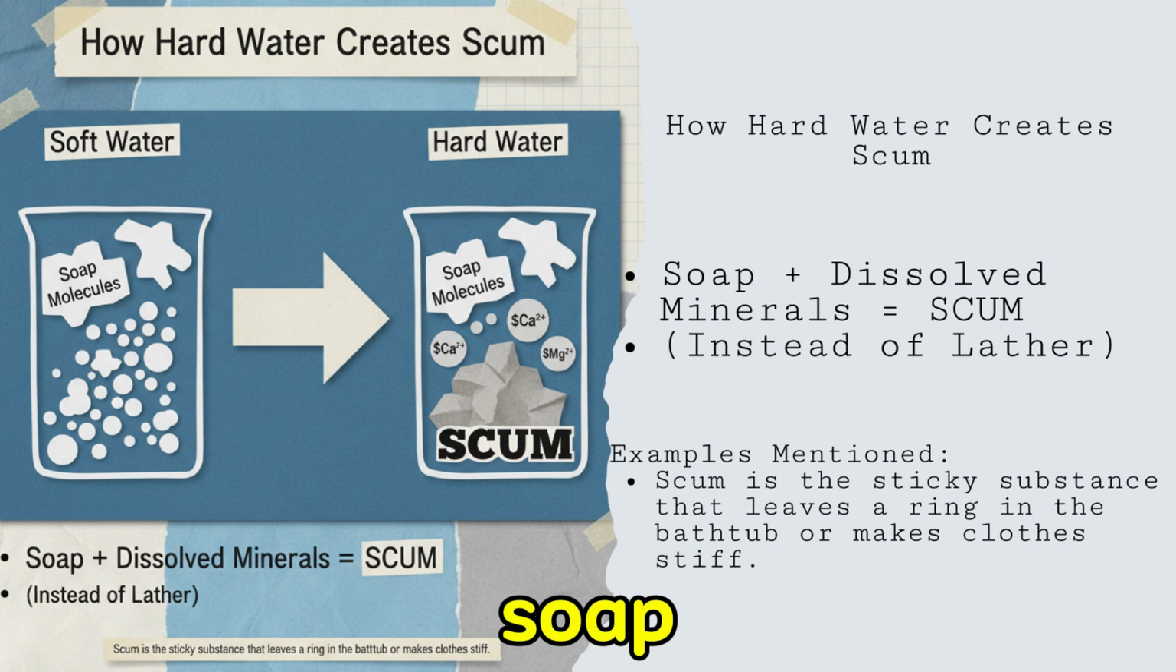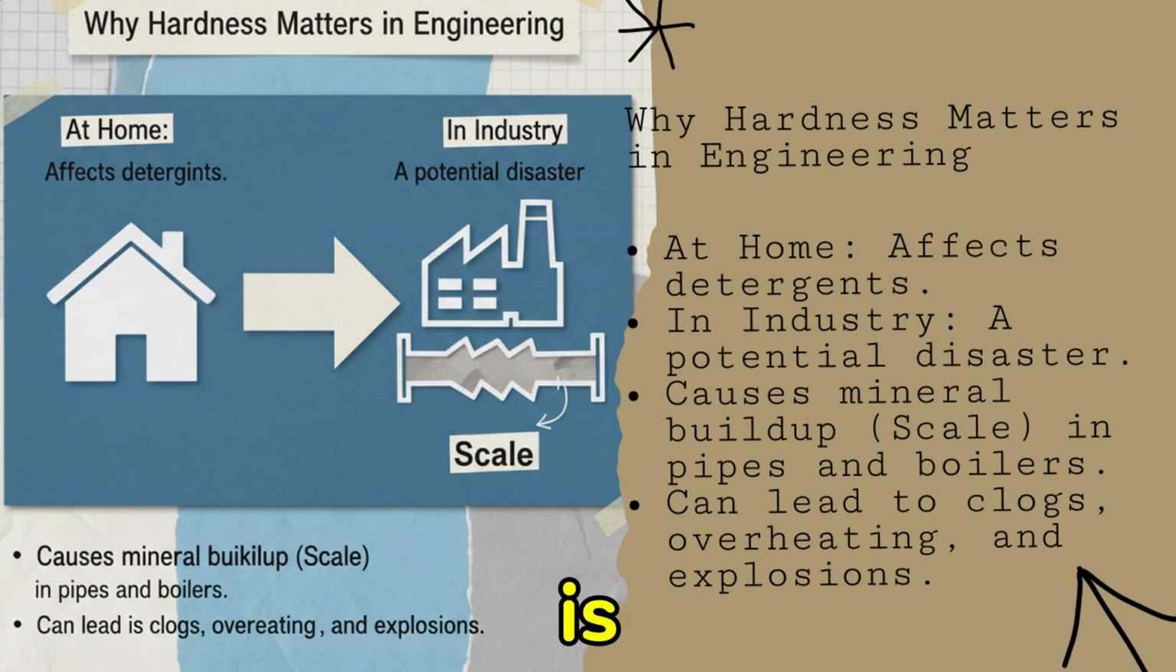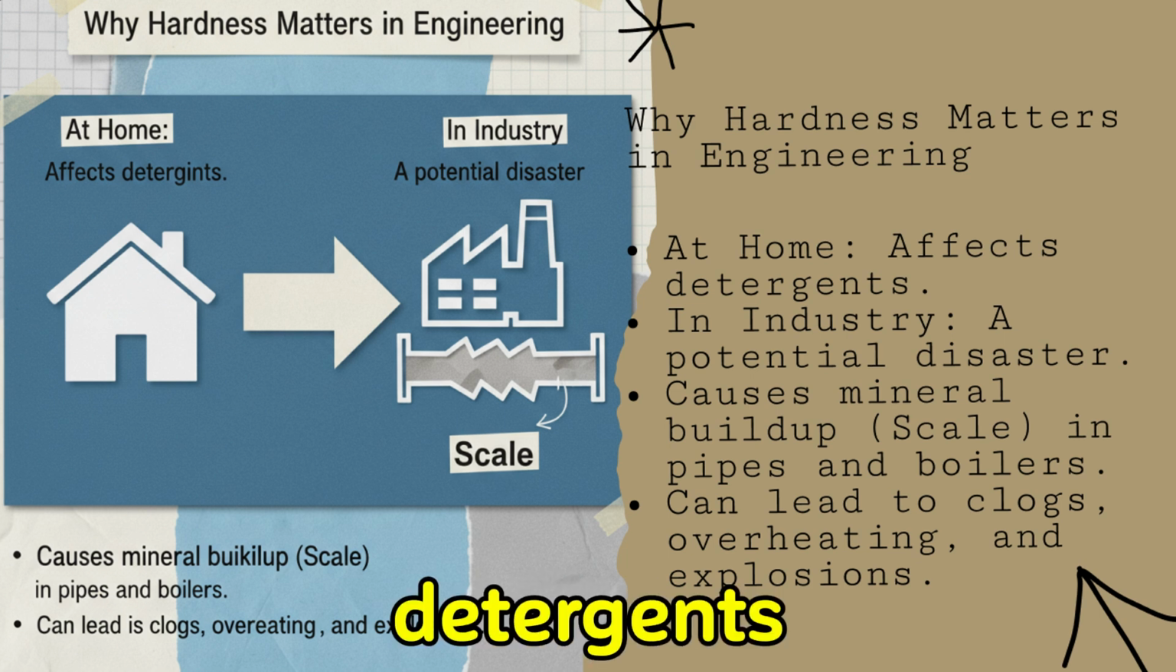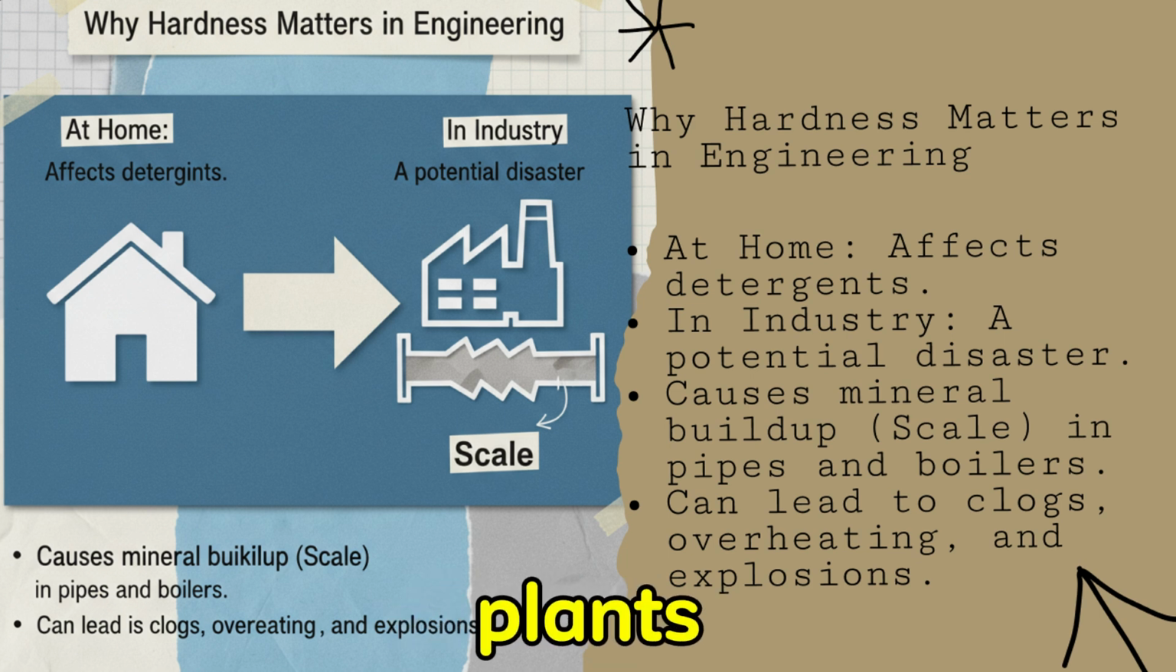This isn't just about soap. Understanding hard water is critical in engineering. In our homes, it affects how well our detergents work. But in factories and power plants, hard water can be a disaster. Over time, these minerals build up inside pipes, boilers, and cooling towers, forming a thick, hard layer called scale. This scale can clog pipes completely and cause boilers to overheat and even explode. So measuring and treating hardness is a very big deal.